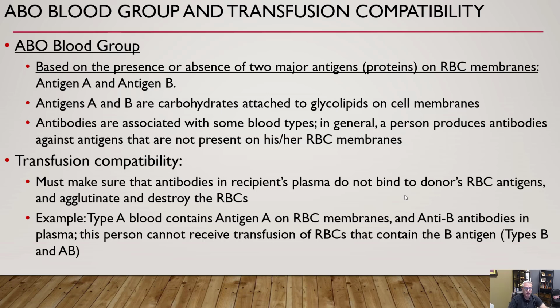So if you have type AB blood, you will have both antigen A and antigen B on the surface of the red blood cell. Therefore, you could receive blood that has the antigen A, the antigen B, or nothing on it. So if you have type AB blood, you're good to go as far as receiving blood.